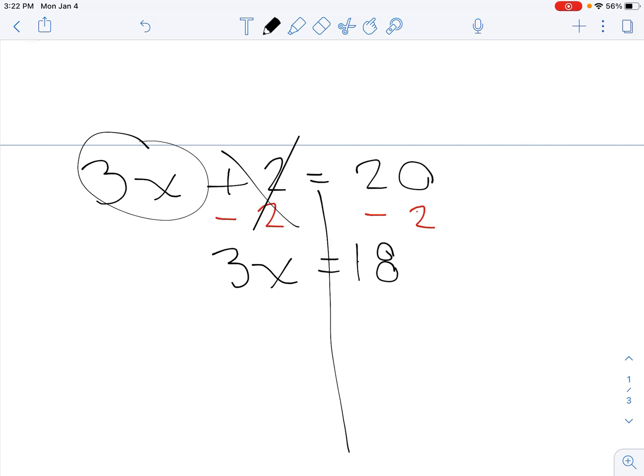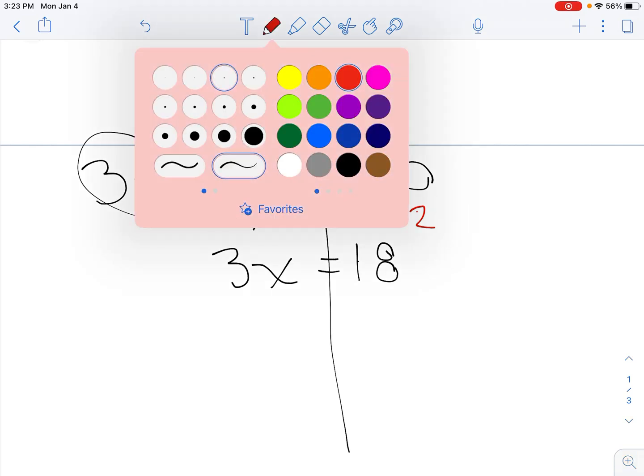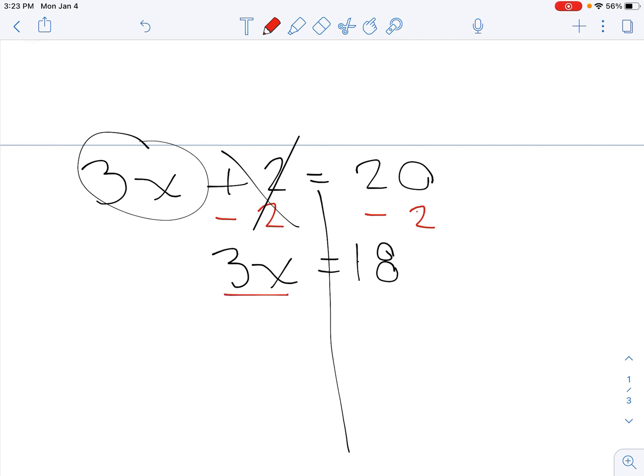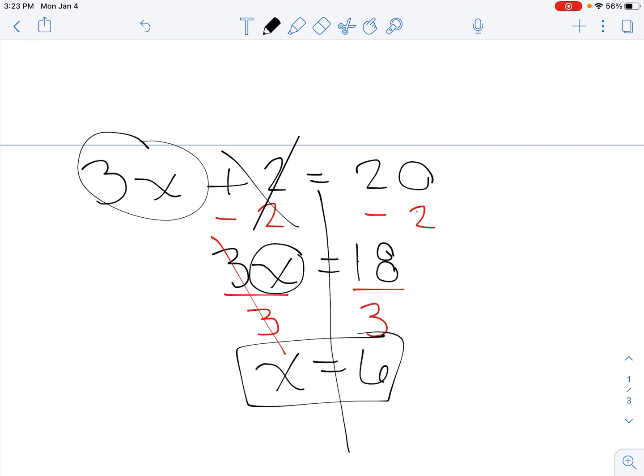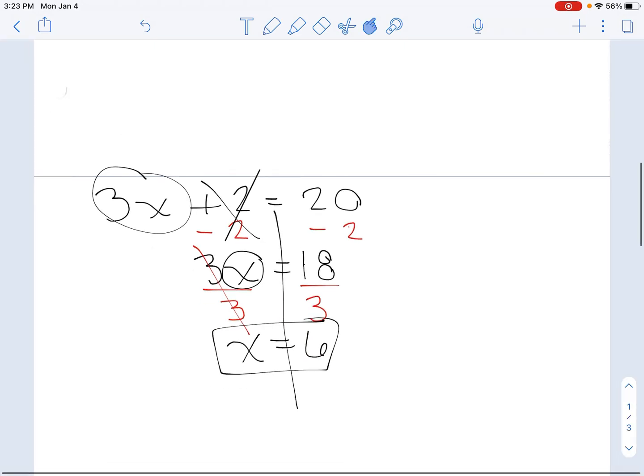Now our equation is asking 3 times what equals 18. The opposite of multiplying is dividing. To show division, we're going to put a fraction bar under both sides and divide both sides by 3. Show me your cancellation on the left. So all we have left over here is our x equals 6. We put a box around our solution.